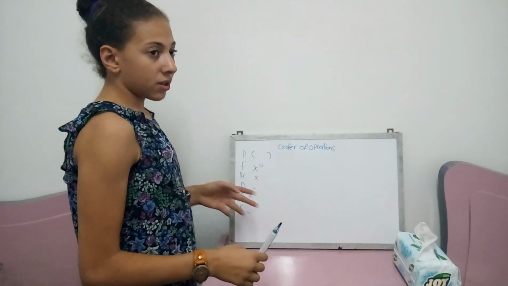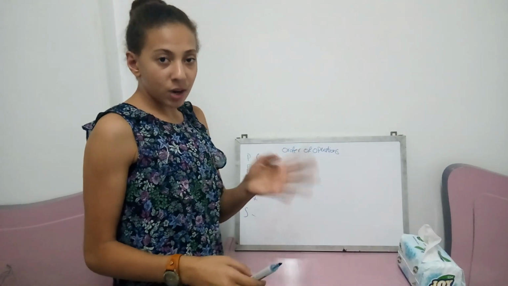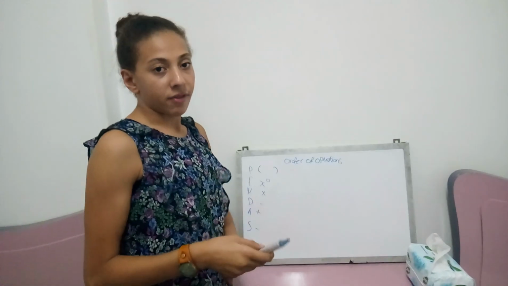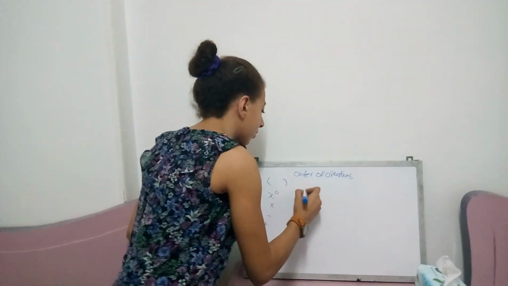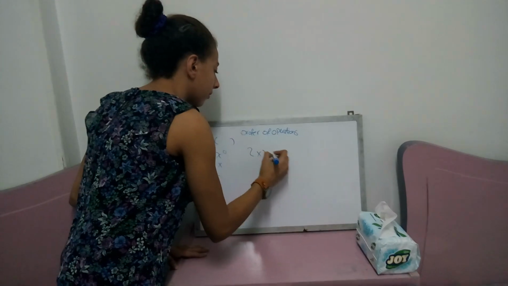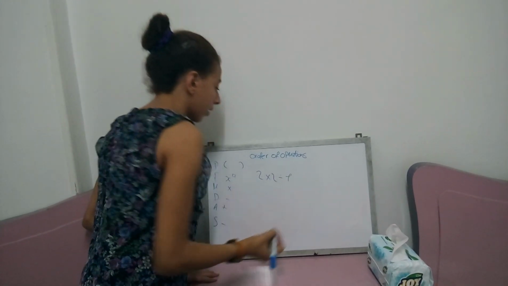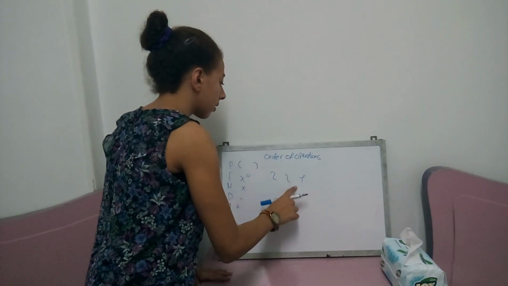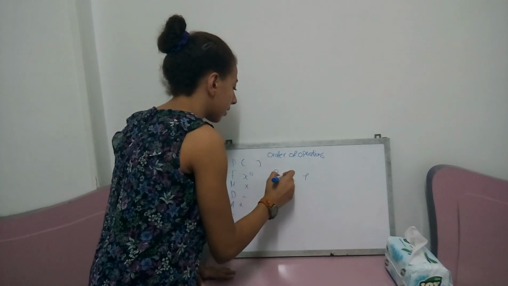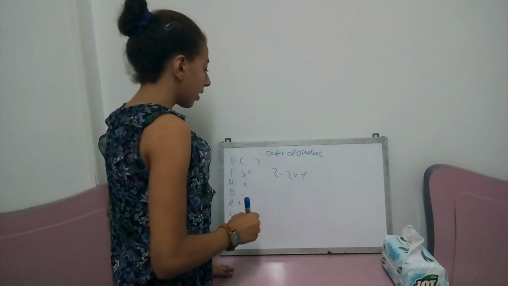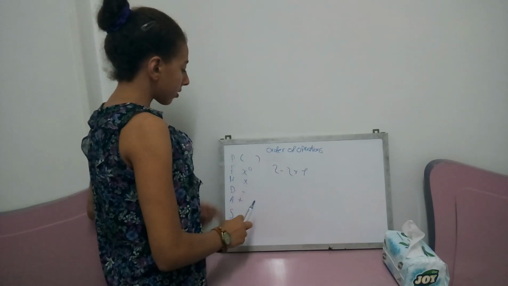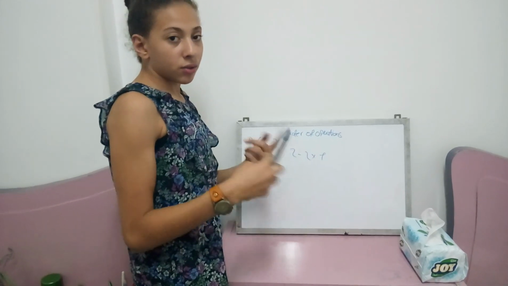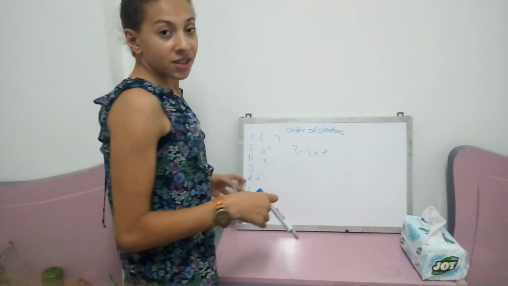The multiplication and division, whichever comes first in any equation or expression, solve it first. For example, if you have 2 times 2 divided by 1, you'll solve multiplication first, then division. If you got 2 divided by 2 times 1, you'll solve the division first. Because with multiplication and division, it's okay whichever you do first. And addition and subtraction are the same.